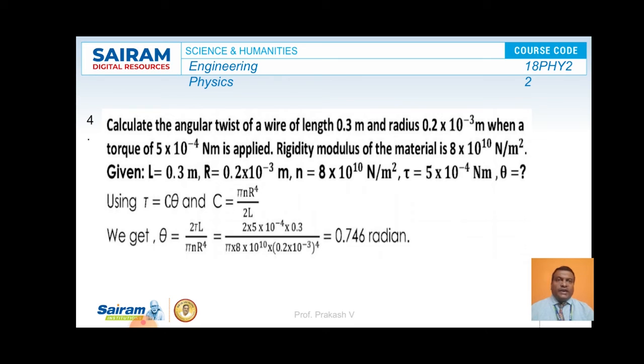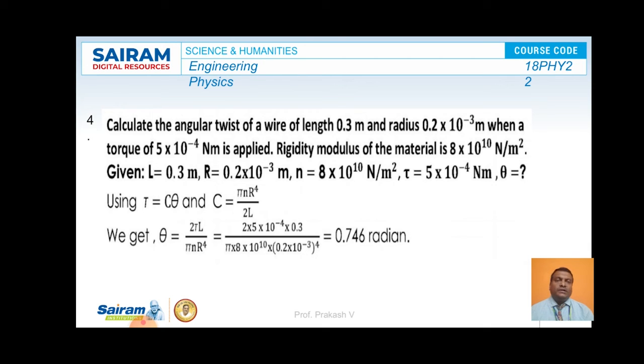Now the fourth problem is: calculate the angular twist of a wire of length 0.3 meter and of radius 0.2 into 10 to the power minus 3 meter when a torque of 5 into 10 to the power minus 4 Newton meter is applied. Rigidity modulus of the material is observed to be 8 into 10 to the power 10 Newton per meter square. So given data, L is equal to 0.3 meter, capital R is equal to 0.2 into 10 to the power minus 3 meter, and rigidity modulus N is equal to 8 into 10 to the power 10 Newton per meter square, and the torque is found to be 5 into 10 to the power minus 4 Newton meter. So here we have to calculate the twisting angle.